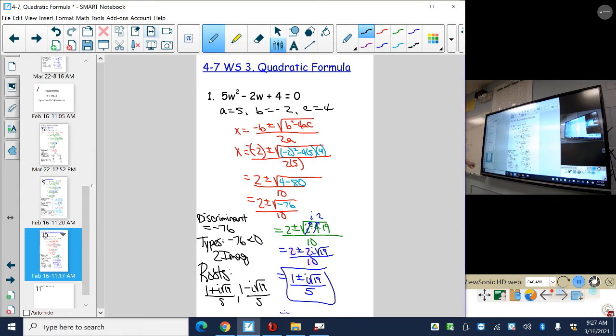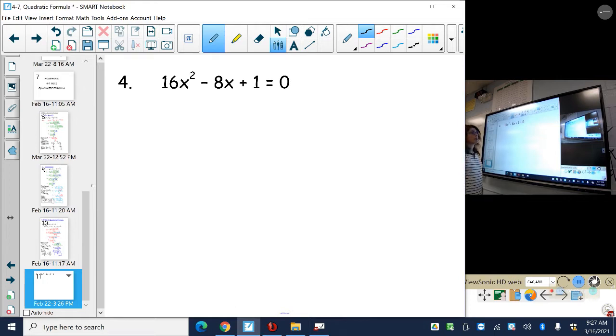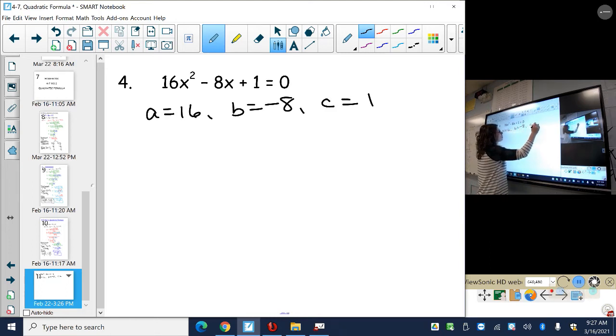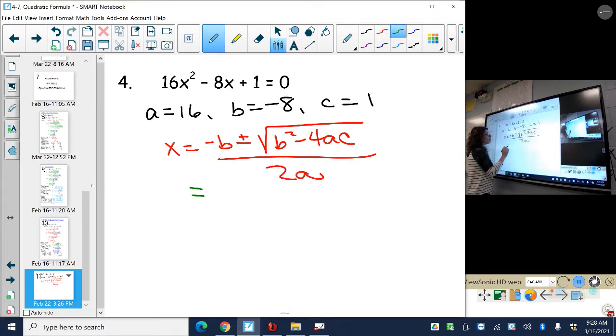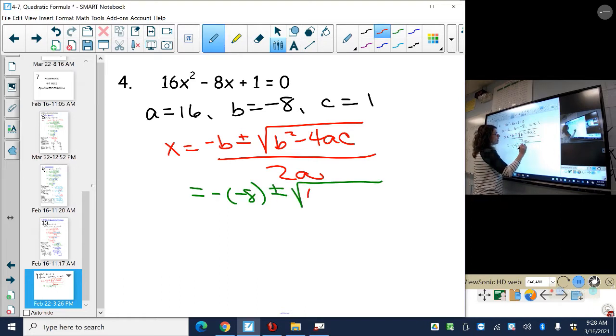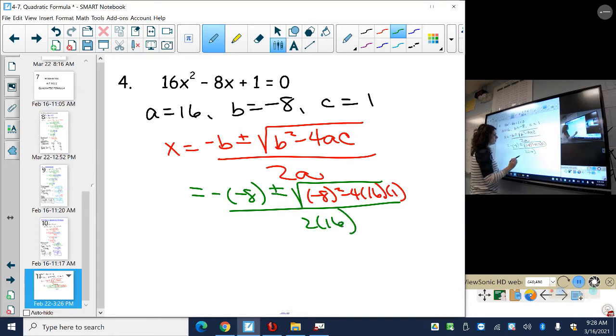Okay? That brings us to the next problem I'm going to do for you, which is number 4. So number 4, it's already set equal to 0. So A is equal to 16, B is equal to -8, and C is equal to 1. So x equals -b plus or minus the square root of b squared minus 4ac all over 2a. So I have negative times -8 plus or minus. This is going to give me a -8 squared minus 4 times 16 times 1 all over 2 times 16. A double negative is a positive.